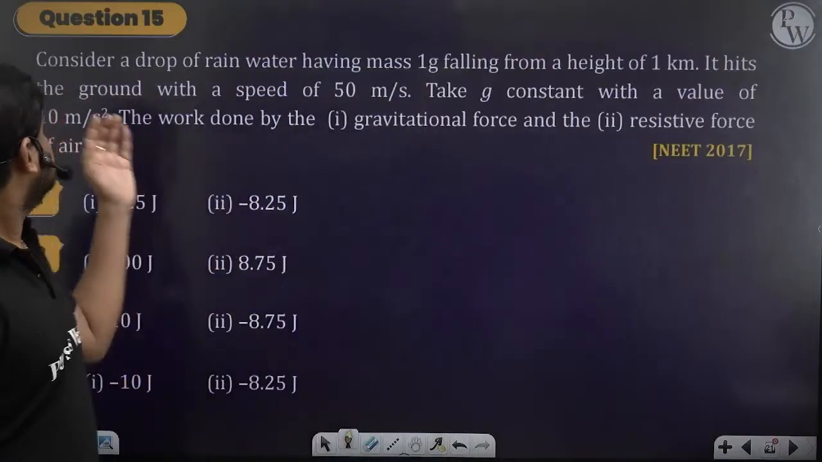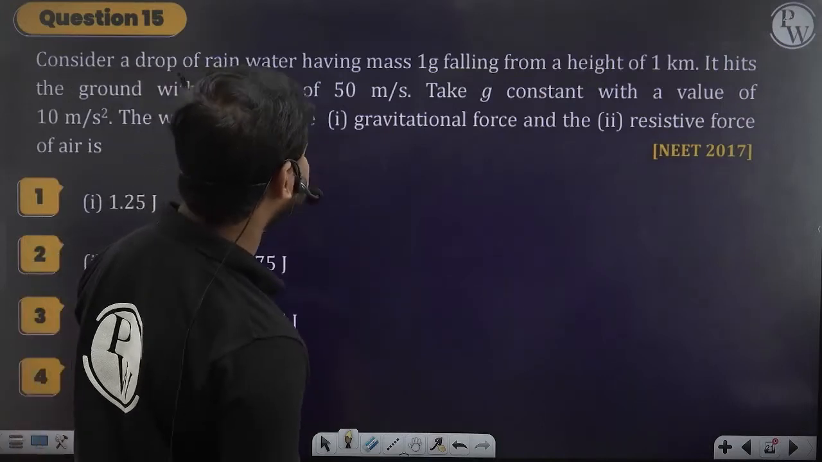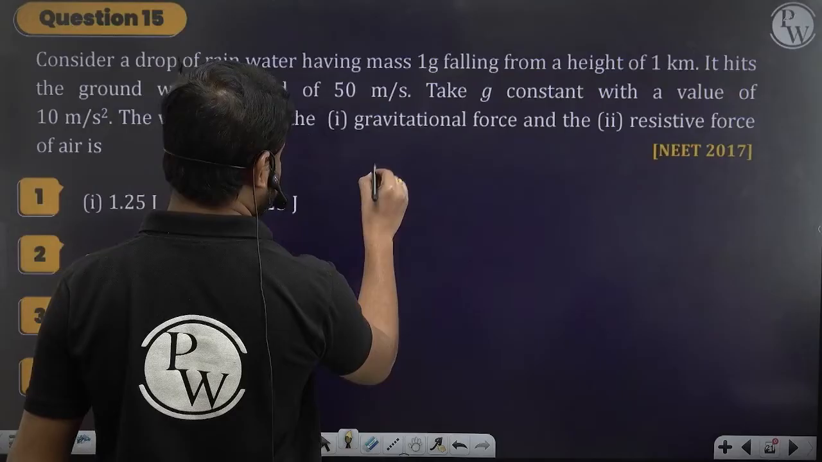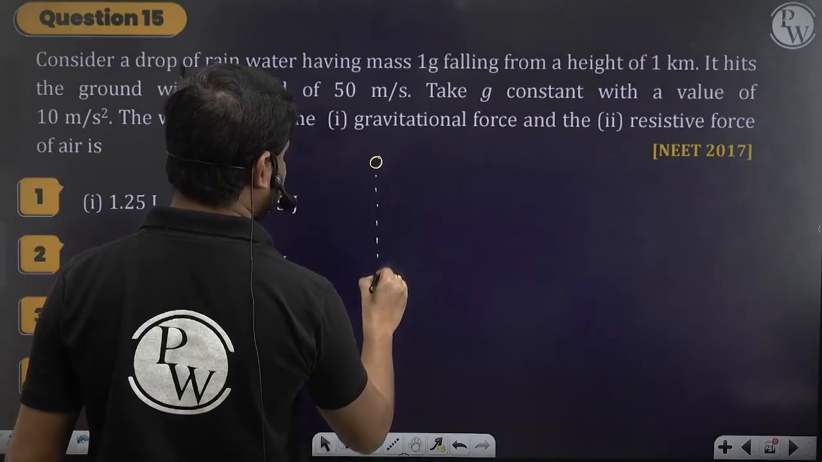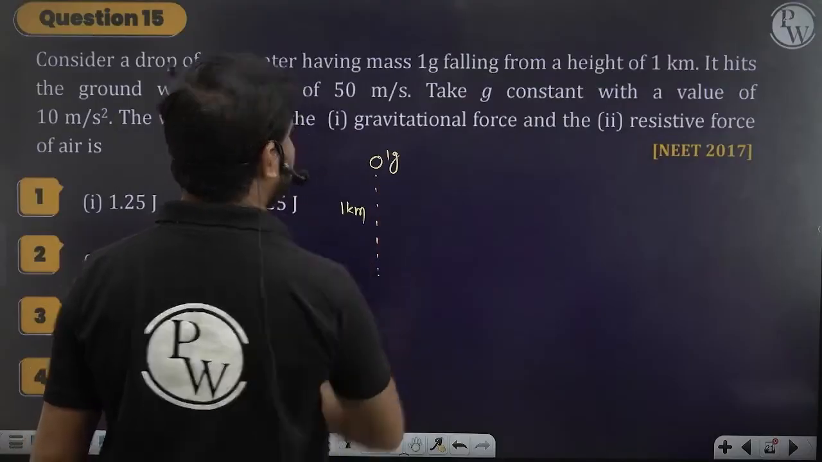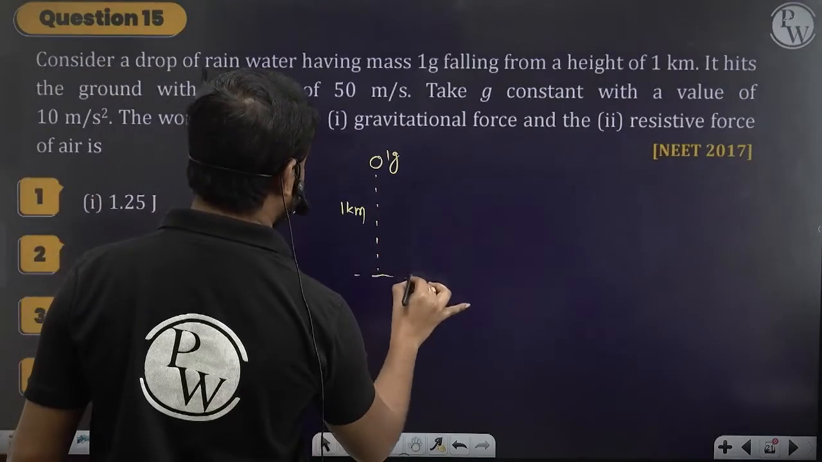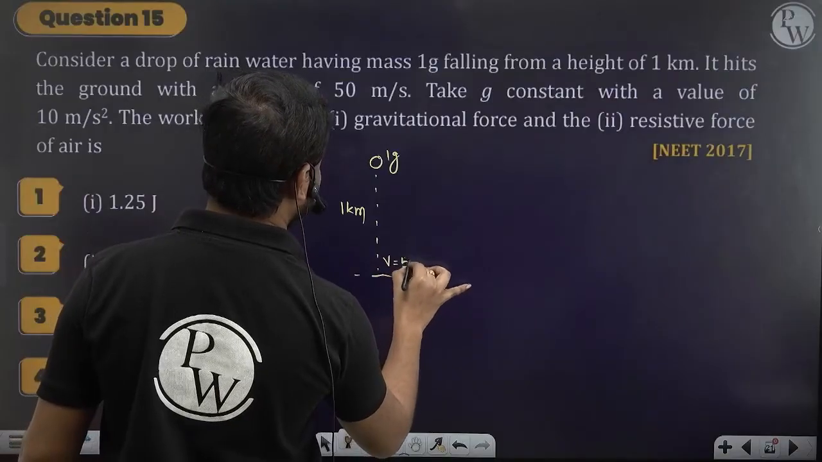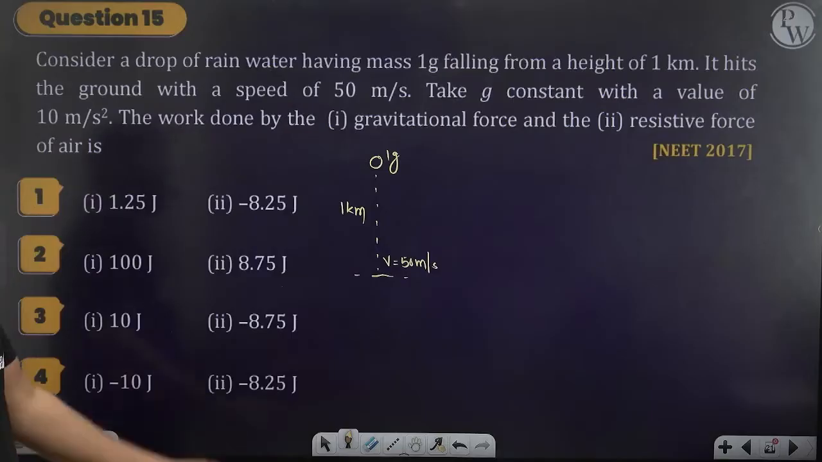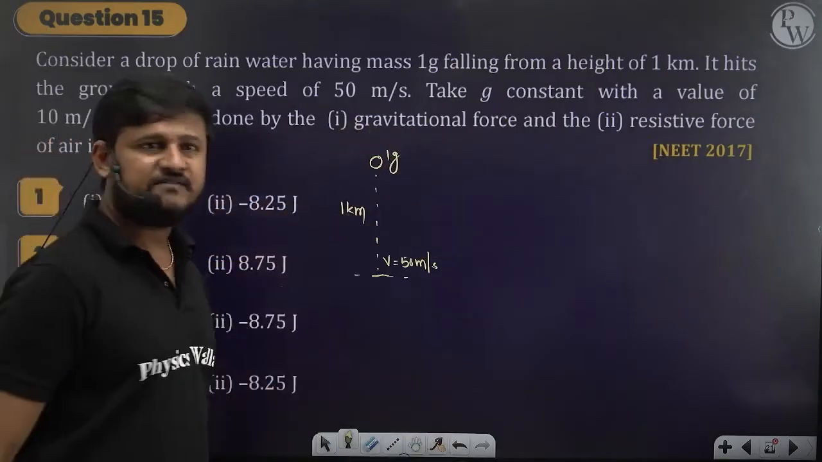Consider a drop of rain water having mass 1 gram falling from a height of 1 kilometer. So this is the raindrop which is falling from a height of 1 kilometer. Its mass is 1 gram. It hits the ground with a speed, so its final velocity before hitting the ground is 50 meter per second. Now take g as a constant with a value of 10 meter per second squared. So what is the work done by the gravitational force?